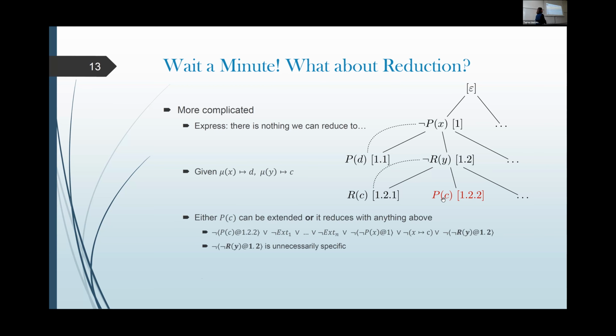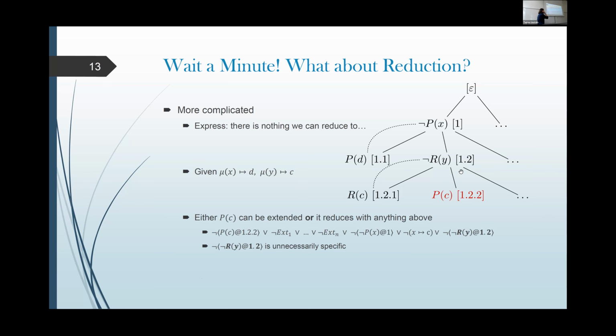So therefore, we have to express something like, well, here C, this one here, at position 1 or 2 by 2, where P, right? So we have to say, either don't put here C at position 1 or 2 by 2, or, well, we can't apply any of the extension steps, so don't put this P of X here, or don't allow X to bind to C, or don't put the R of Y here.